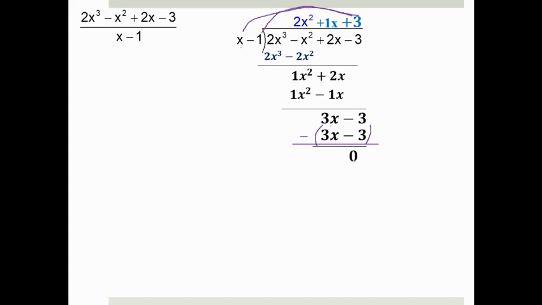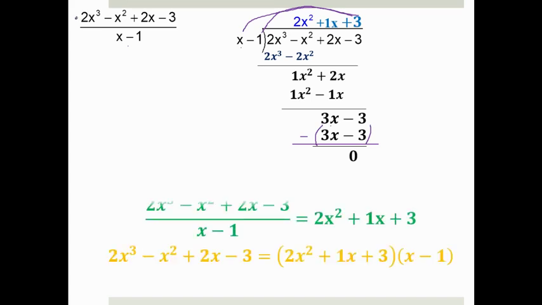So this is a special sort of problem because now that we know the remainder is 0, that means that what we divided by, x minus 1, and what we got as an answer, 2x squared plus 1x plus 3, are both going to be factors of the original polynomial up here at the top. And there's going to be two different ways to write that out. I can write it out in green using division, but I can also write it out in orange by just writing out the factors.